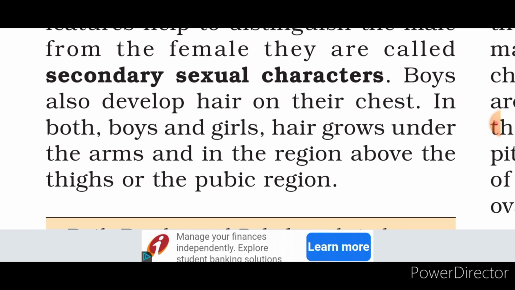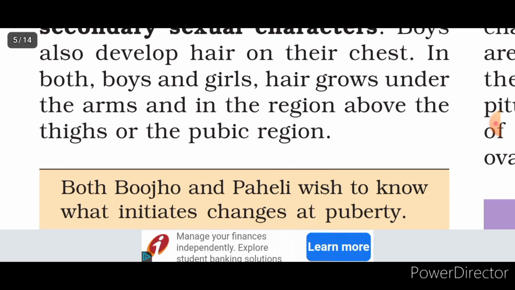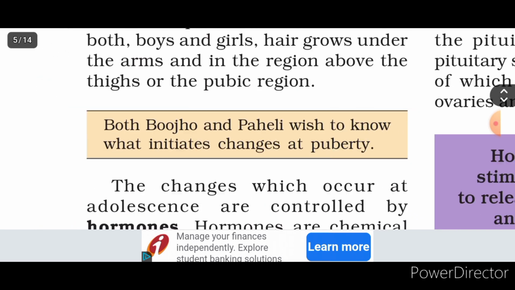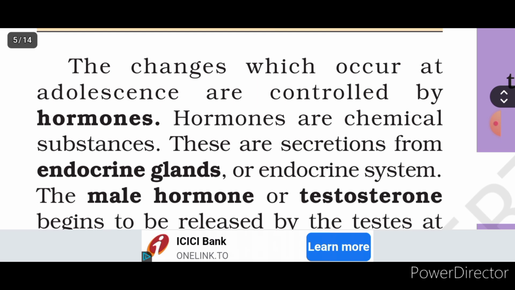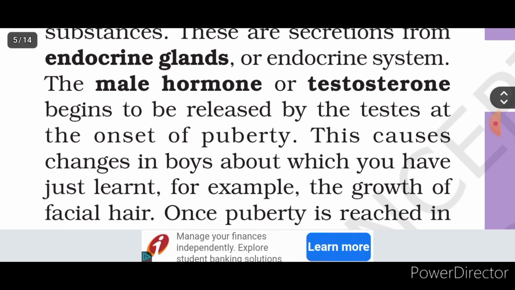Boys also develop hair on their chest. In both boys and girls, hair grows under the arms and in the region above the thighs, or the pubic region. The changes which occur at adolescence are controlled by hormones. Hormones are chemical substances. These are secretions from endocrine glands or the endocrine system.